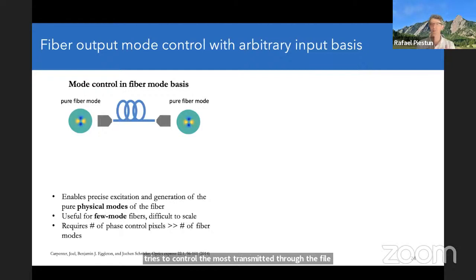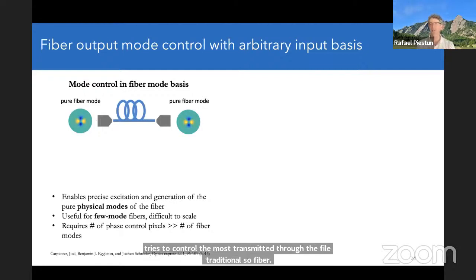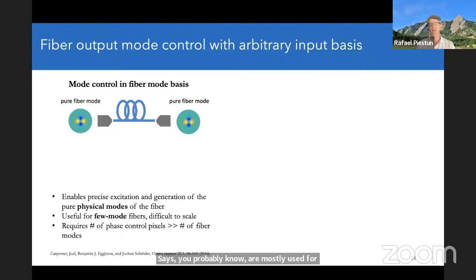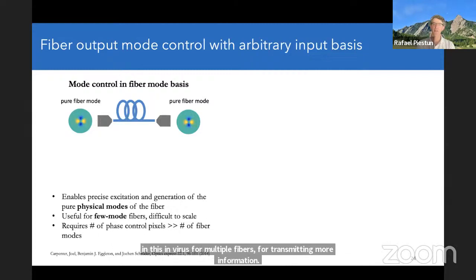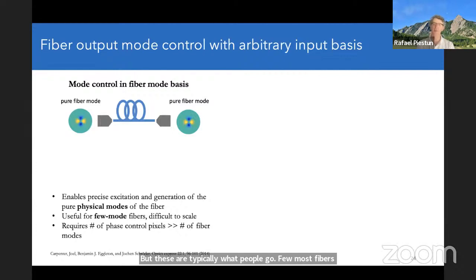Fibers, as you probably know, are mostly used for telecommunications. And there's been a recent interest in using multimode fibers for transmitting more information. But these are typically what people call few-mode fibers, fibers with 10, 20 modes, while we are talking about fibers with thousands of modes. 10,000 modes is what we need to get a nice image.